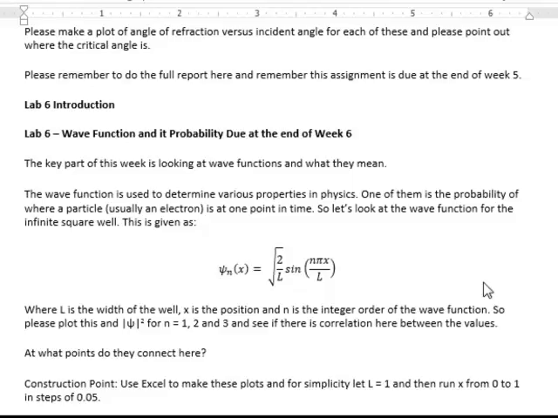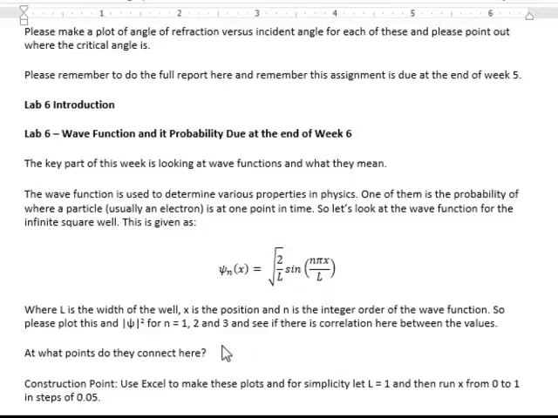Since it's a finite well, and it has to be like a standing wave, there are n numbers of nodes in this situation. So what I would like you to do is plot this wave function and also psi squared for n equals 1, 2, and 3, and see if there's a correlation between the values. Then ask is there any point where they connect. As a point of construction, again you're going to use Excel to make these plots, and for simplicity let L equal 1 for the distance, and then you're going to let x run from 0 to 1 in steps of 0.05. That gives you a smoothness enough to this that you can actually see what's going on.